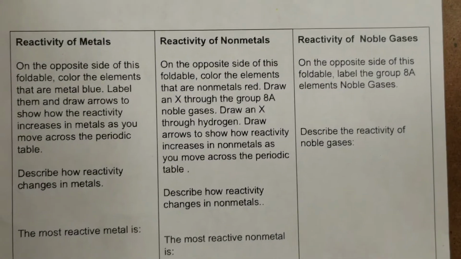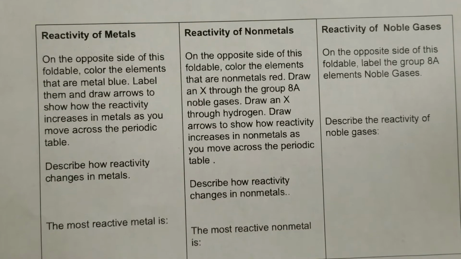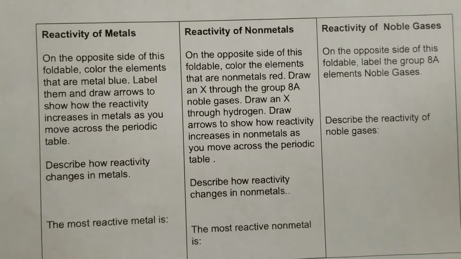we have three separate boxes here. So it says reactivity of metals, reactivity of nonmetals, and reactivity of noble gases. So we need to first color the elements that are metal blue.